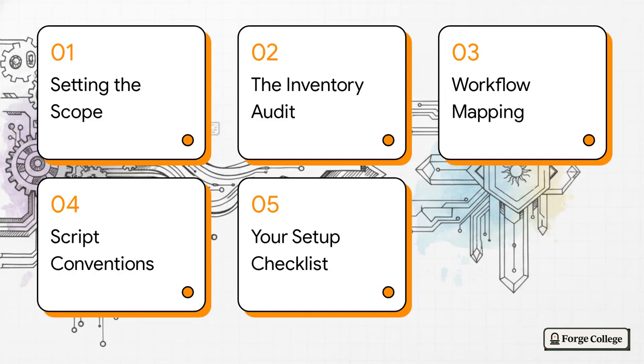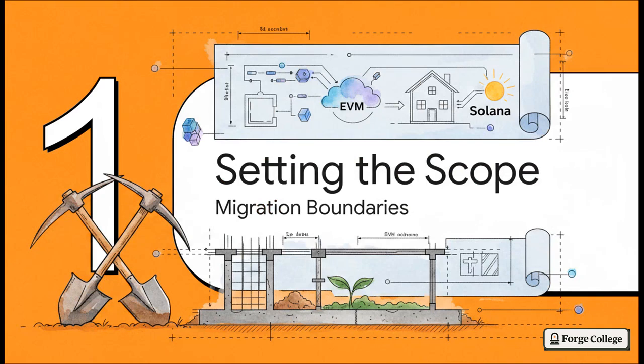Okay, let's quickly dive into the engineering blueprint of exactly what we're covering today. We've got 5 phases to prep your workshop for the Anchor ecosystem. First up, setting the scope. Second, the inventory audit. Third, workflow mapping. Fourth, script conventions. And finally, your setup checklist. Let's get straight to the foundation. Phase 1. Setting the migration scope.